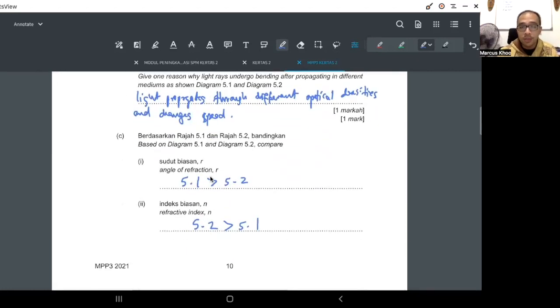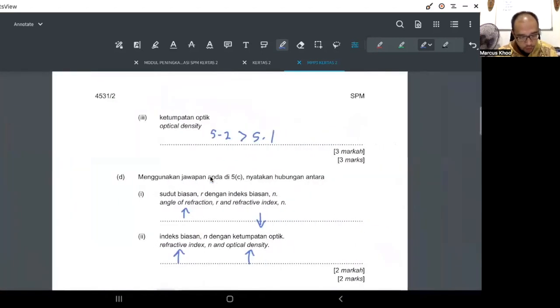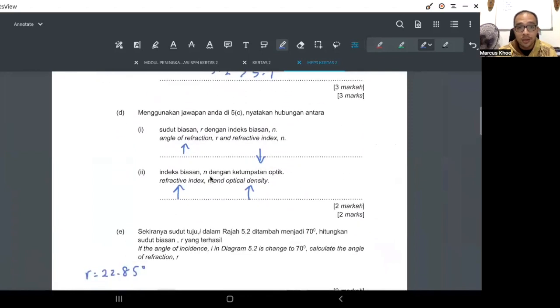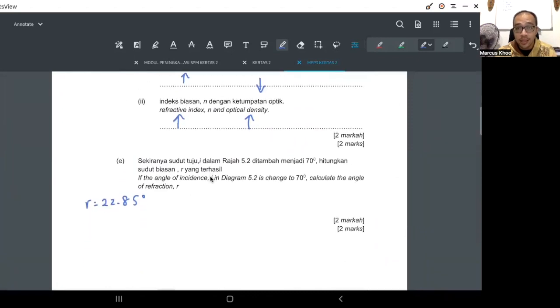So this one I'm just going to give it to you. I don't think I'm going to waste time here because I think everyone is quite good at comparing already. So 5.1 is more than 5.2, 5.2 is more than 5.1. The third one is 5.2 is more than 5.1. And this one is the bigger the angle of refraction, the smaller the refractive index. Bigger the refractive index, the bigger the optical density.